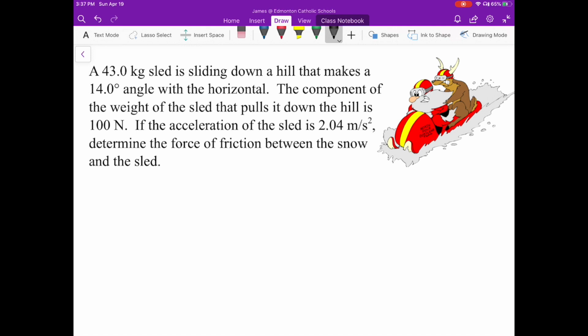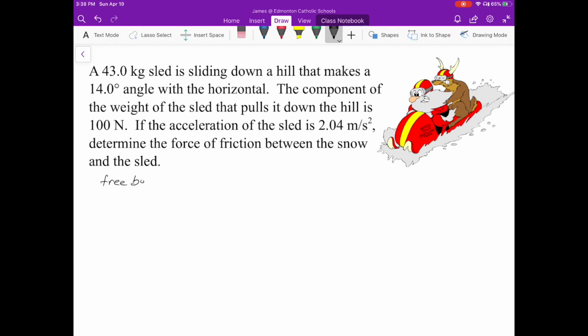But for our purposes, all we're going to do is consider a problem where I just give you the force of friction. We're just talking about forces here now. Okay, so a 43.0 kilogram sled is sliding down a hill that makes a 14-degree angle with the horizontal. The component of the weight of the sled that pulls it down the hill is 100 newtons. If the acceleration of the sled is 2.04 meters per second squared, determine the force of friction between the snow and the sled.